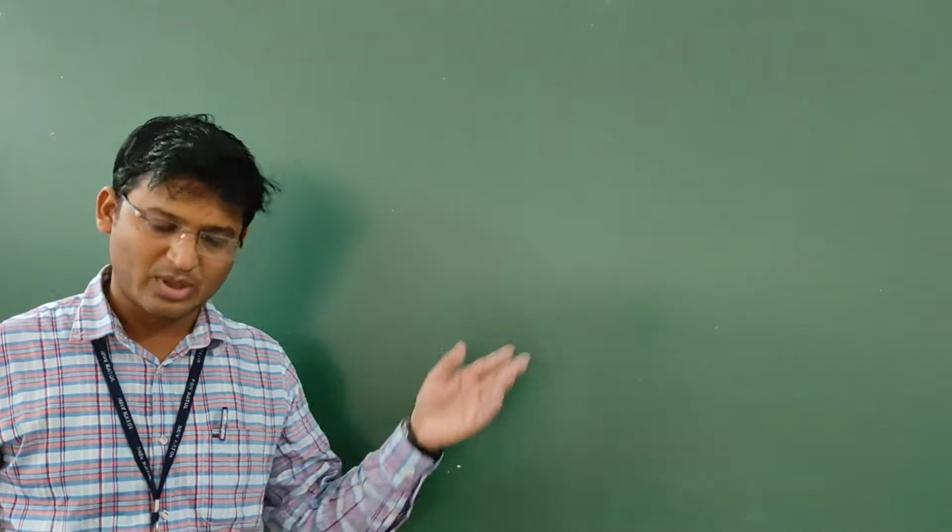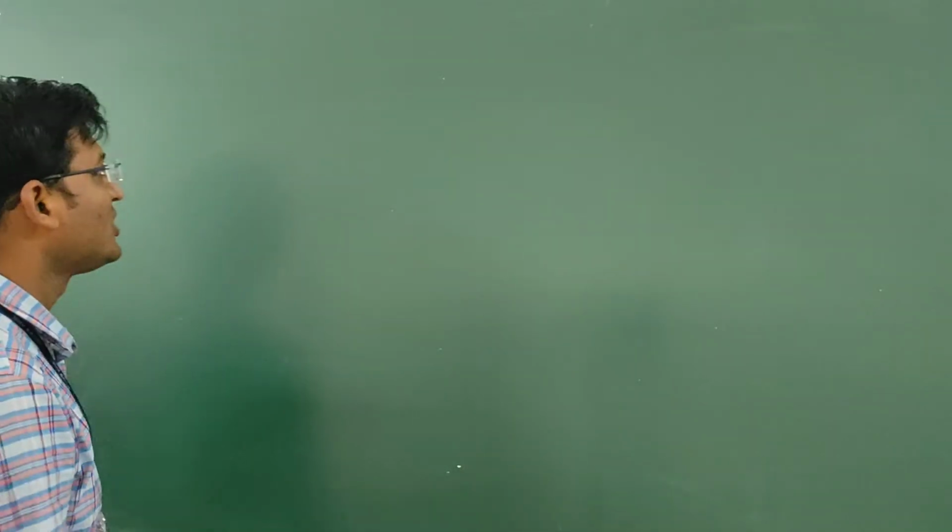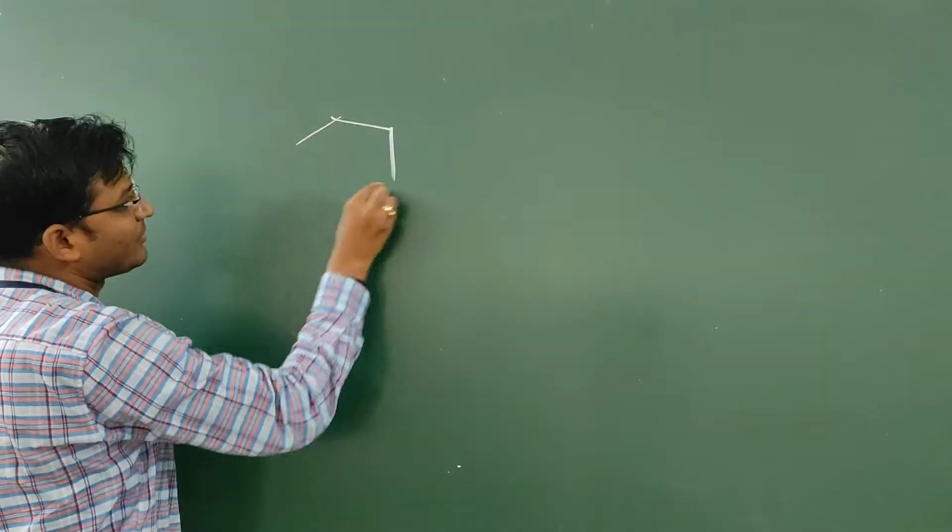Now see the methods of preparation. The compound which contains the N2Cl group directly attached to the benzene is called benzene diazonium chloride. Now see the structure of the compound.